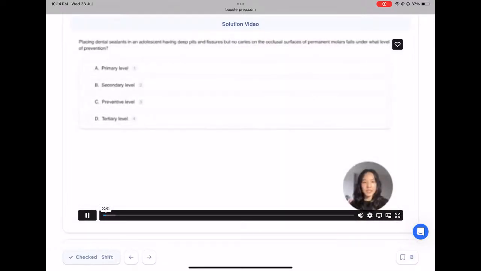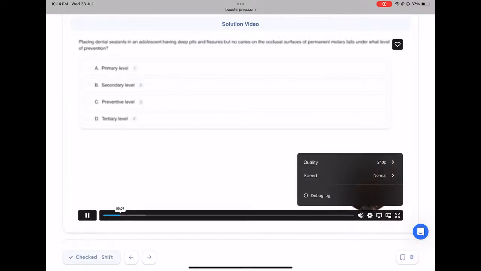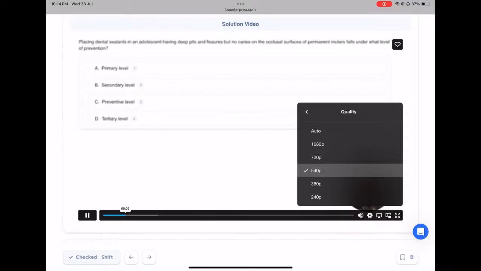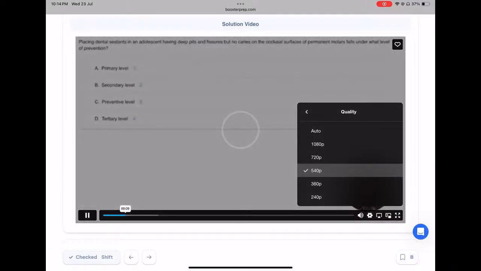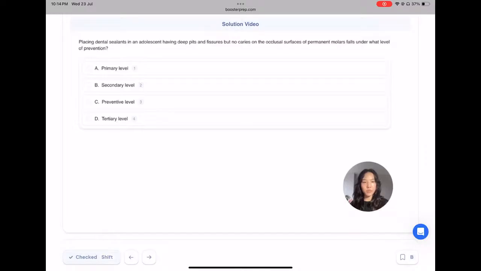Placing dental sealants in an adolescent having deep pits and fissures but no caries on the occlusal surfaces of permanent molars falls under what level of prevention? The most important way to reduce the incidence of oral disease is to prevent it before it starts.